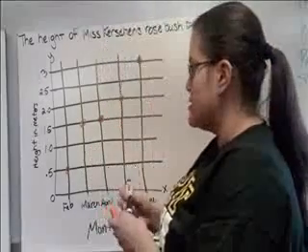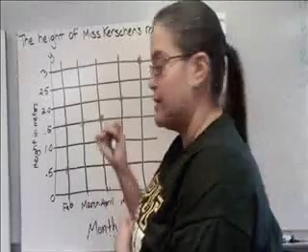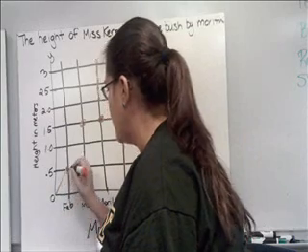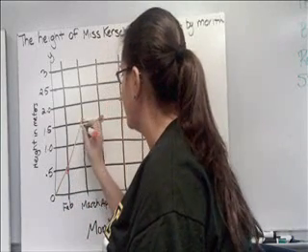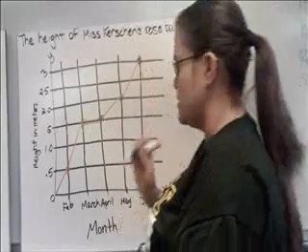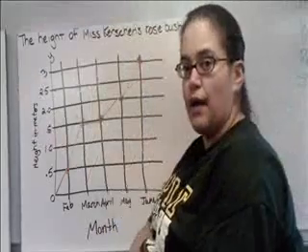Okay. So then, after you plot your points, you have to connect them with a line. So you always start at 0. You draw. You connect the dots. So here is our line graph for the height of my rose bush by month.